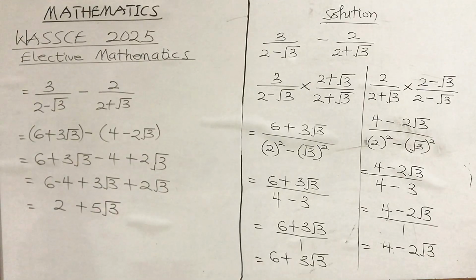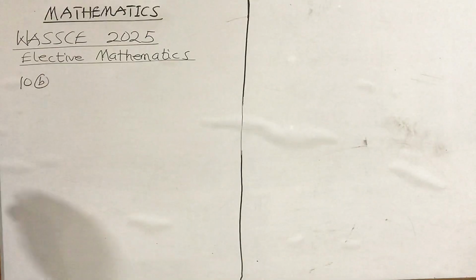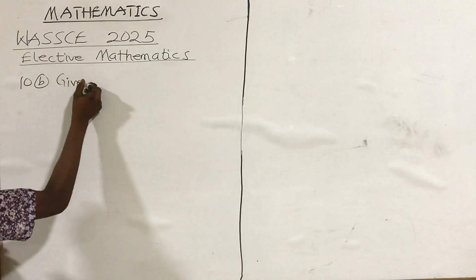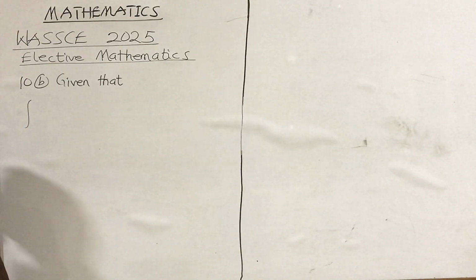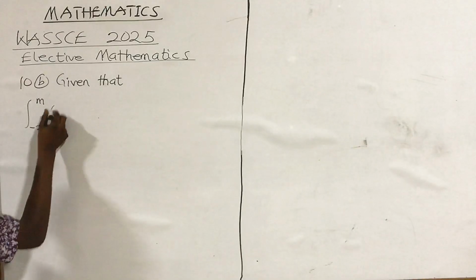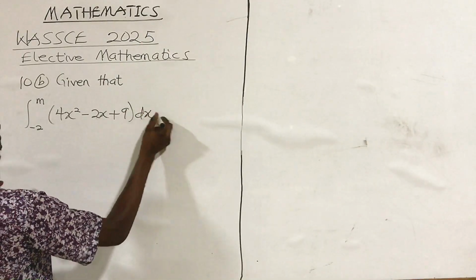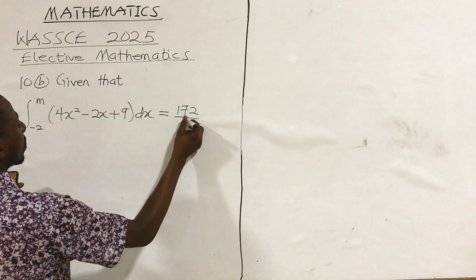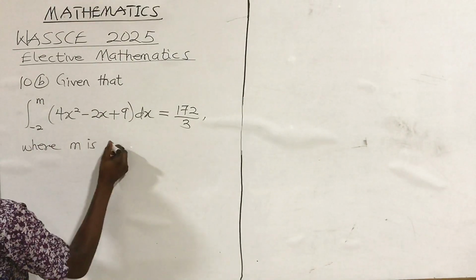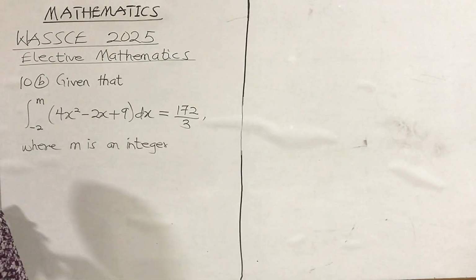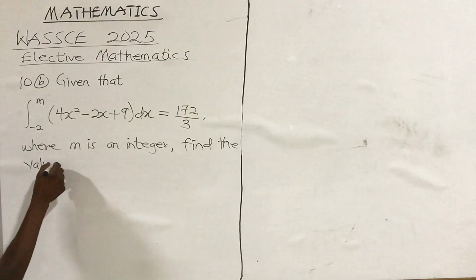Now let's look at question 10B. Given that the integral with lower limit -2, upper limit m, of the function 4x squared minus 2x plus 9 dx is equal to 172 over 3, where m is an integer. Find the value of m.